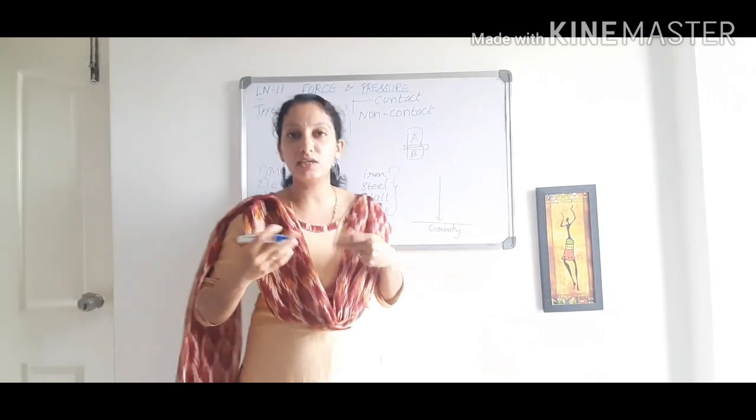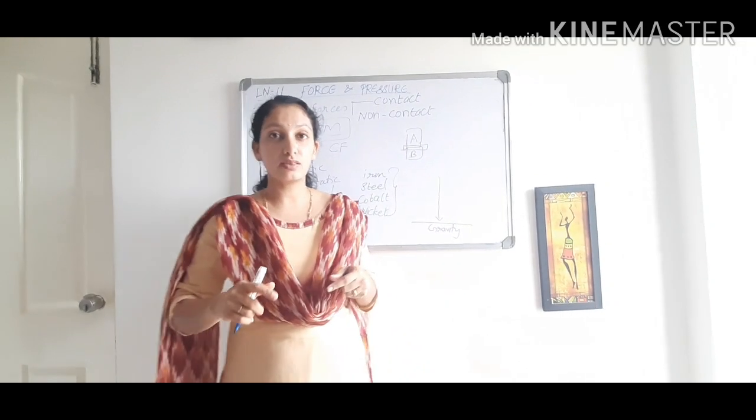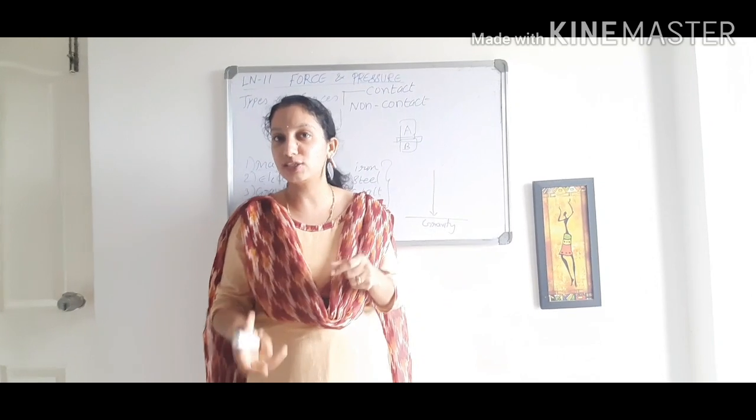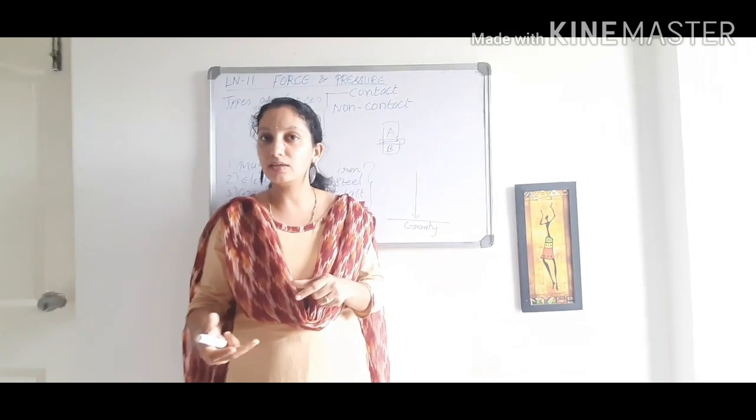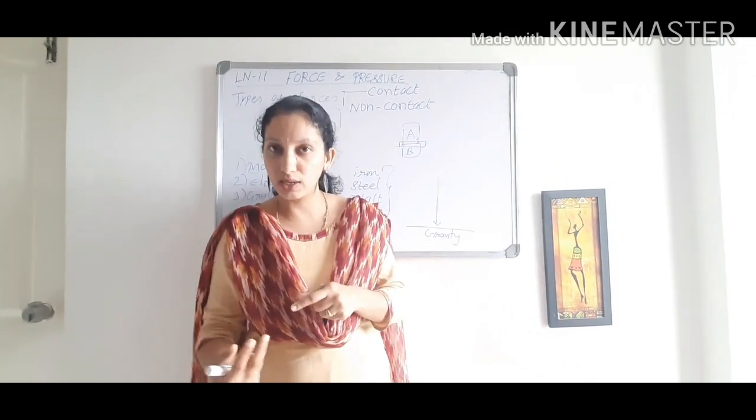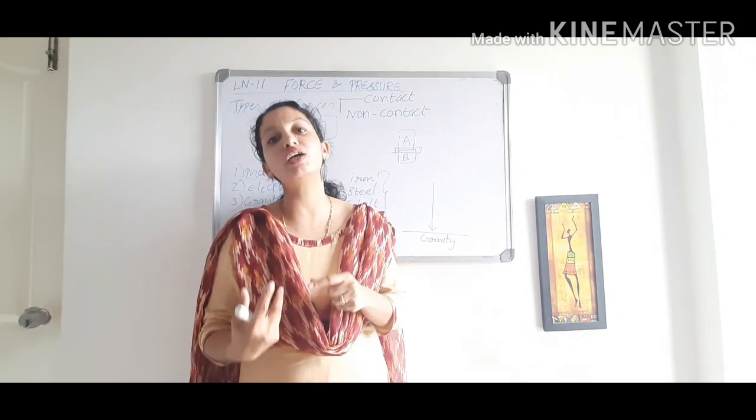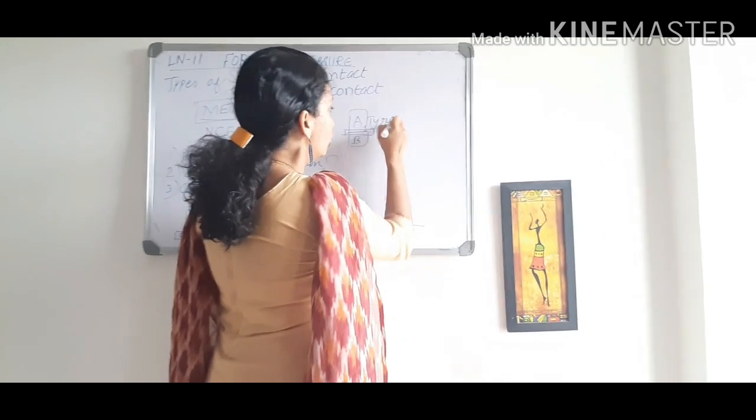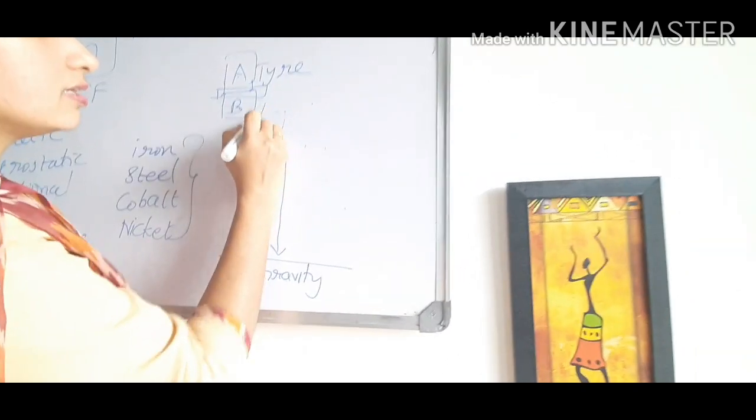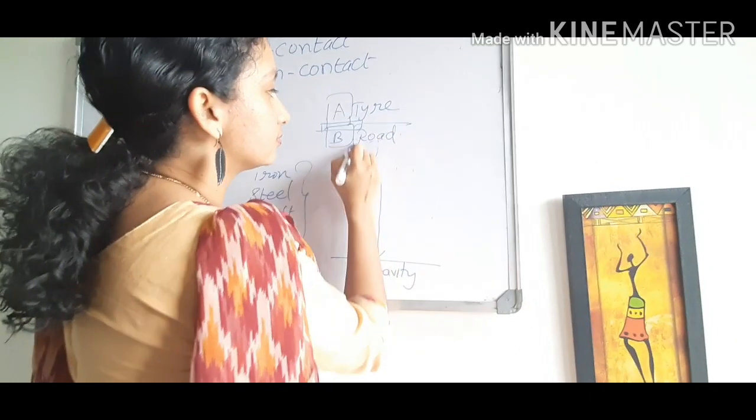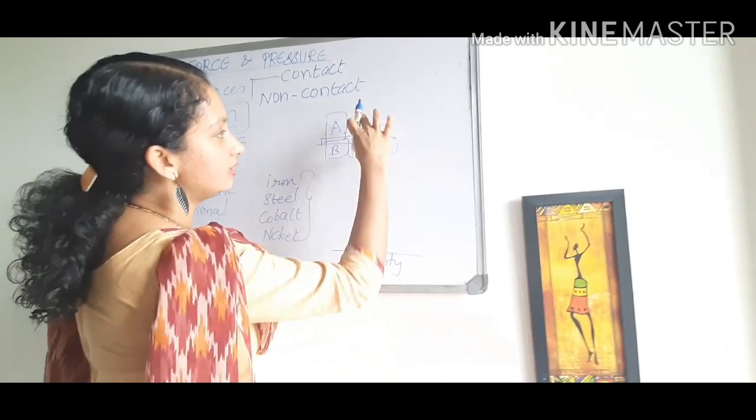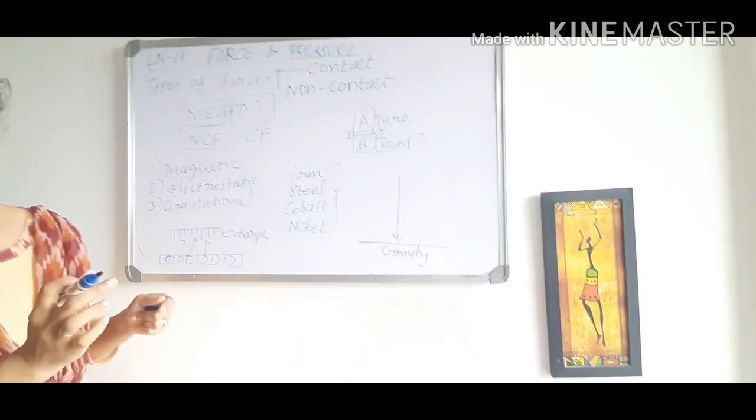For example, you are riding a bicycle. Once you stop pedaling, it stops moving because of the frictional force created by the road surface towards the surface of your tire. So the tire is A and the road is B. Here, road and tire, there is interaction. This is creating a force that is called frictional force.